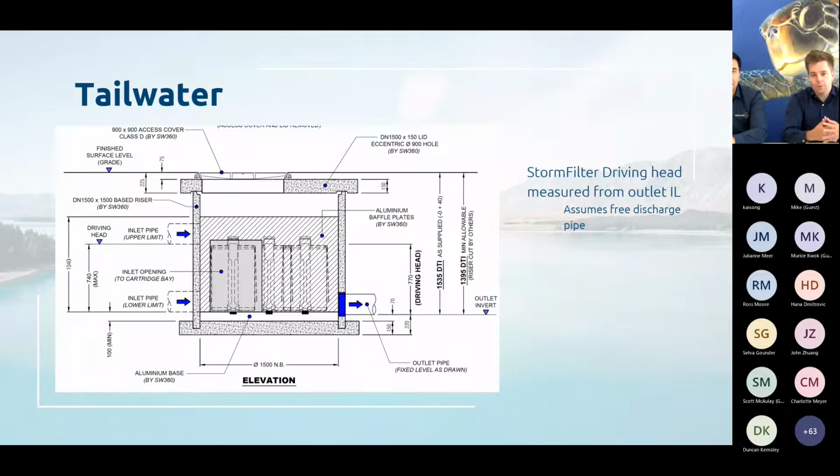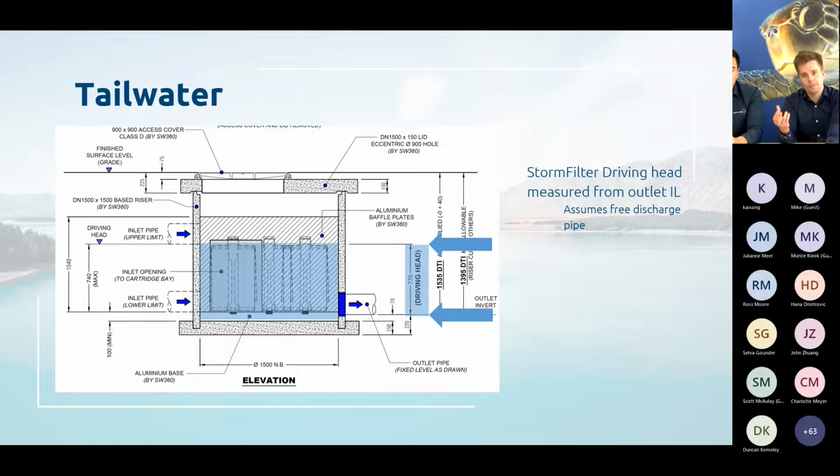So if we take, for example, the StormFilter, driving head is measured from the outlet invert level, and that assumes a free discharging pipe. So that is the difference between the outlet invert and the water surface elevation within the device required for those floats to pop and the treatment device to operate at the flow rate that it has been designed for. So that is then the driving head.